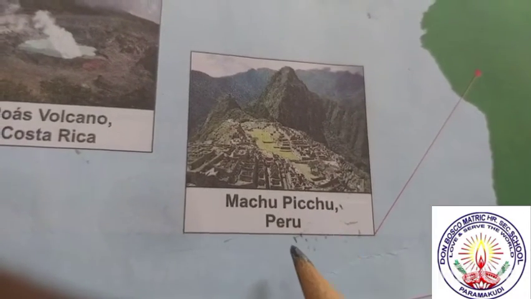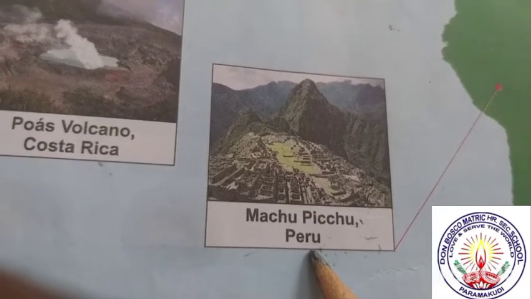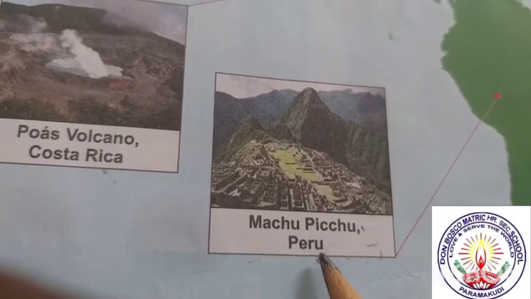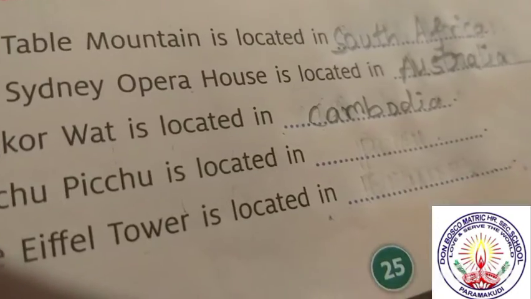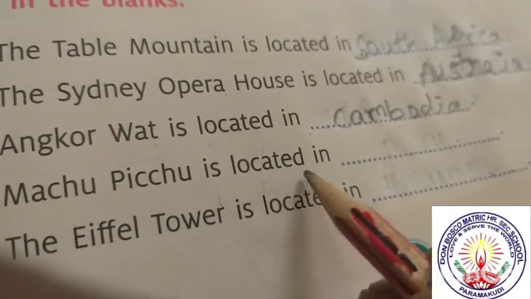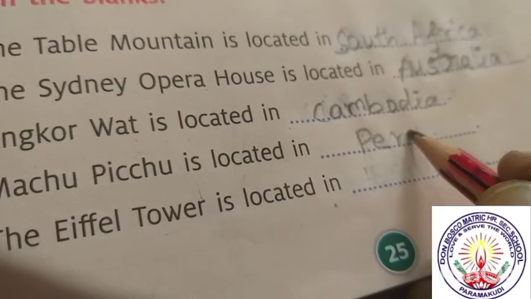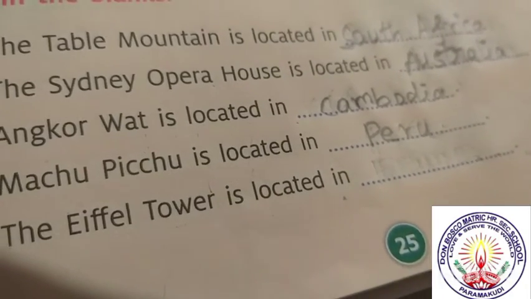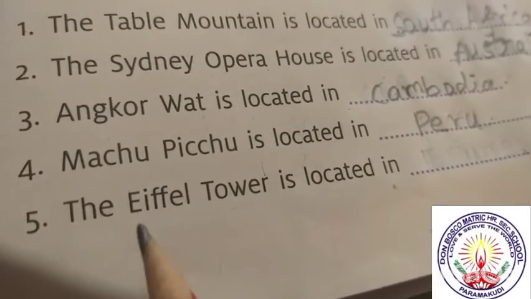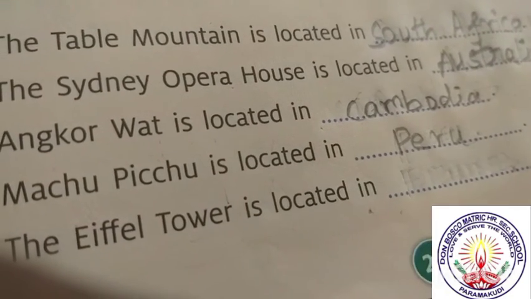And fourth one, Machu Picchu is located in dash. This Machu Picchu is located in Peru. So we write, Machu Picchu is located in Peru.